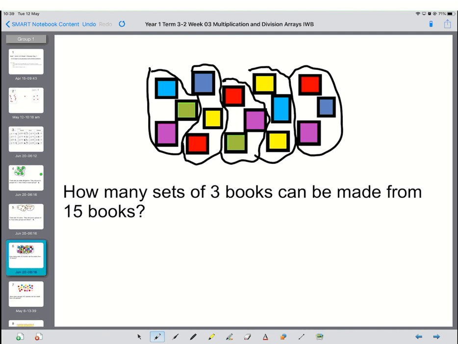So, how many groups of 3 have we got? Let's count them. 1, 2, 3, 4, 5. So there are 5 groups of 3 books. Next question.